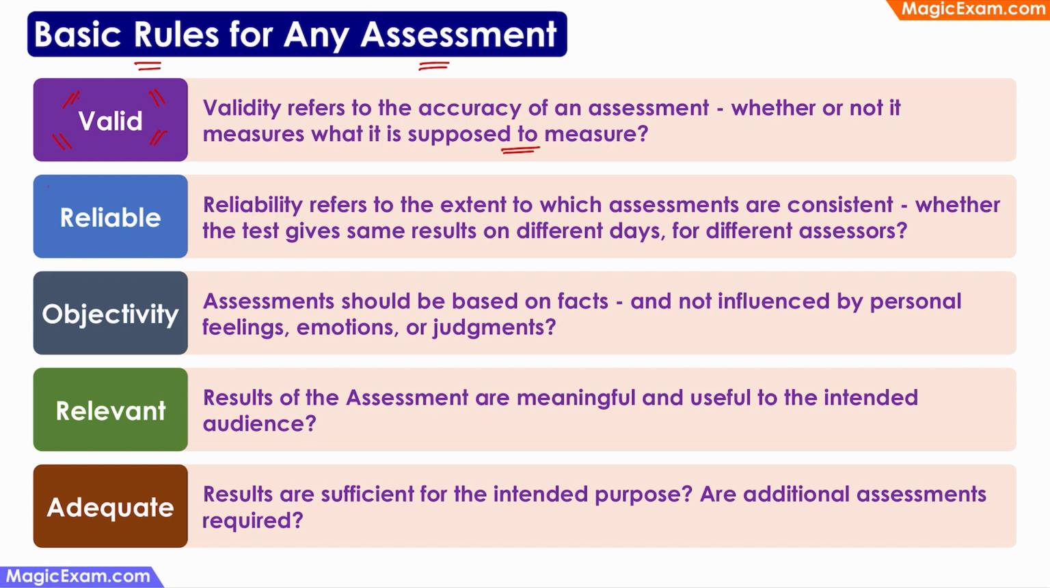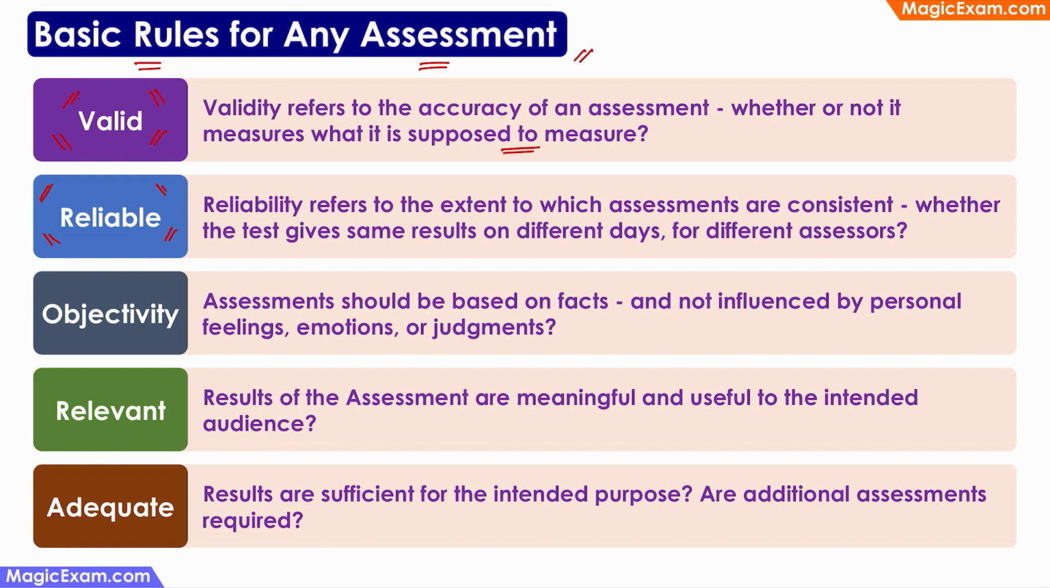Next, it should be reliable. Suppose you are using a thermometer and once you use it, it says 104 degrees, the second time it says 102, the third time it says 104, and the fourth time it says 90. Which means that there is something wrong in that thermometer, right? It's not reliable anymore. Therefore, whatever tool or technique that you use for assessment of learning should be reliable enough to give the same results or similar results as long as the basic conditions are the same. It should not fluctuate.